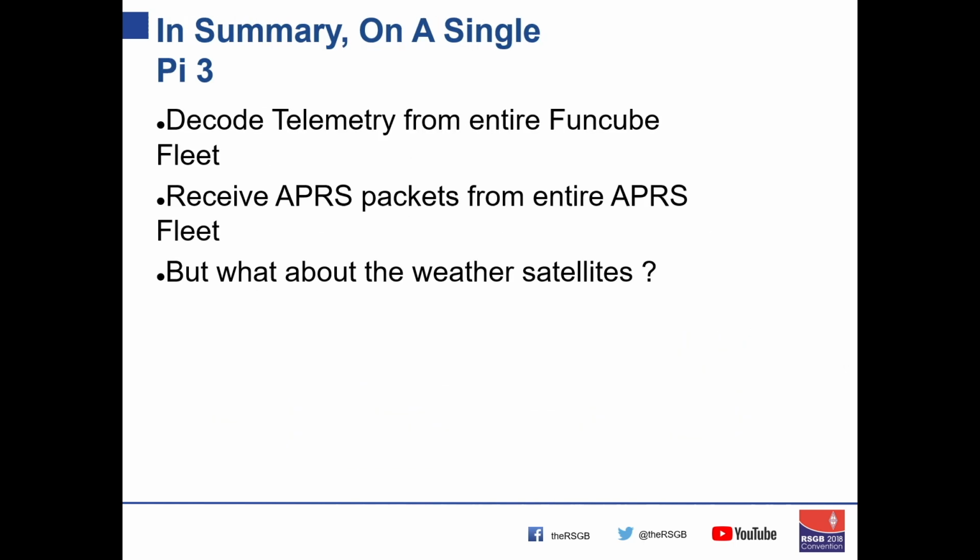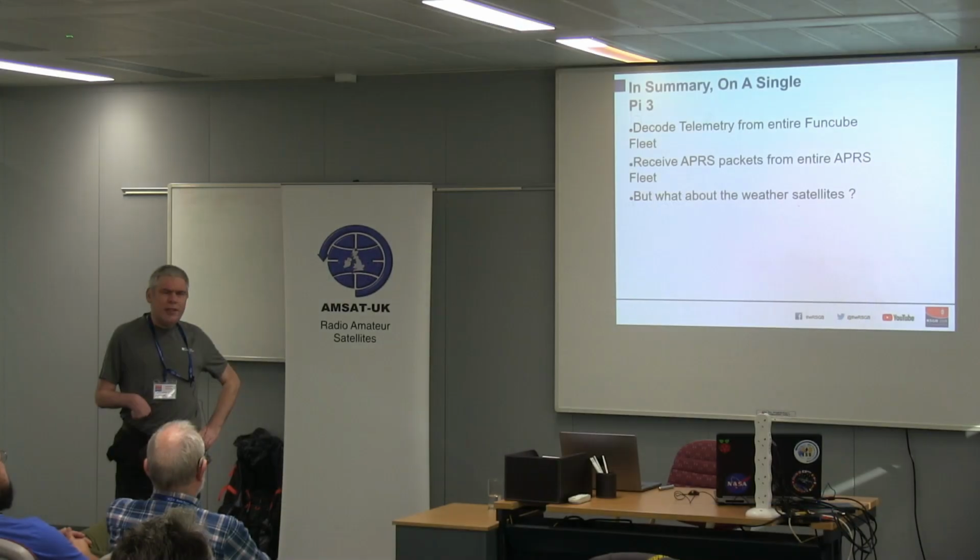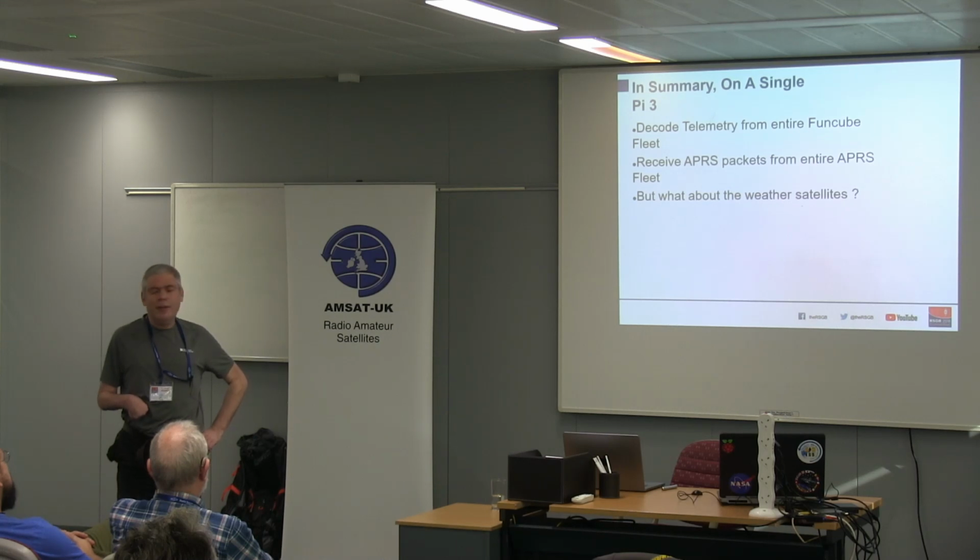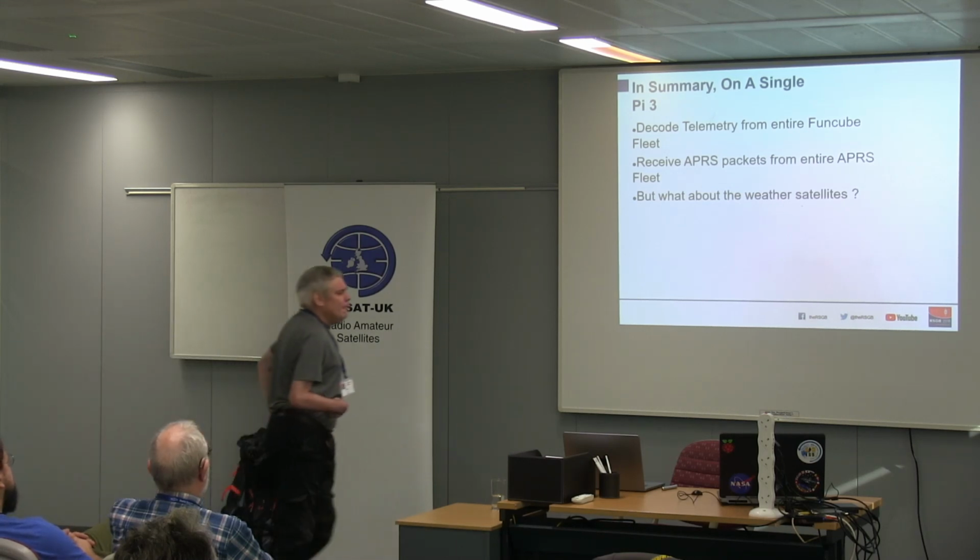So far, on a single Pi 3, you can decode the entire telemetry from the entire FUNcube fleet, however many are still transmitting telemetry. You can receive APRS packets from the entire APRS fleet. But hang on a minute, weather satellites aren't too far away, are they? So what about them?